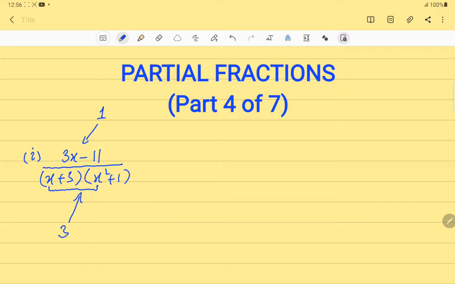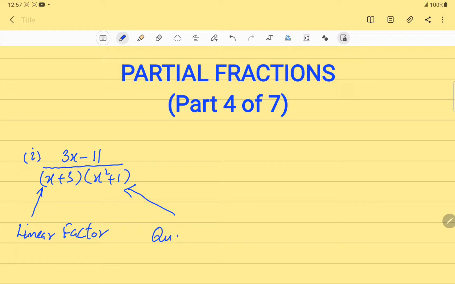So it's already a proper algebraic fraction, so we can go ahead with forming the partial fractions. Our first factor in this case is a linear factor, because the maximum power of x in this factor is 1. And in the second one, the maximum power is x squared, so it is a quadratic factor.